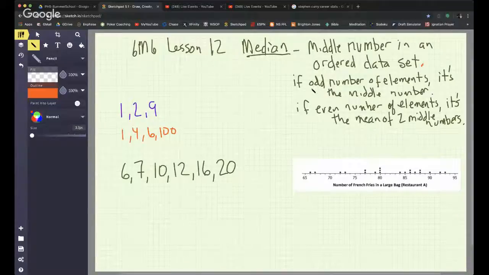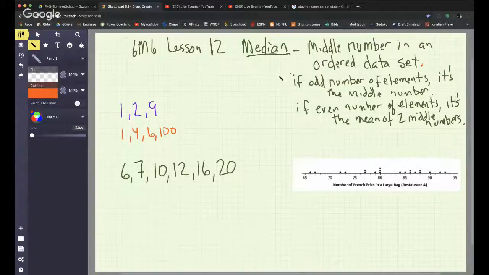If there's an odd number of elements, it's going to be the middle number in an ordered data set. And if there's an even number of elements, like 2, 4, 6, 8, etc., it's going to be the mean of the two middle numbers. And we'll see why we use this special definition. So the median is easy to find.